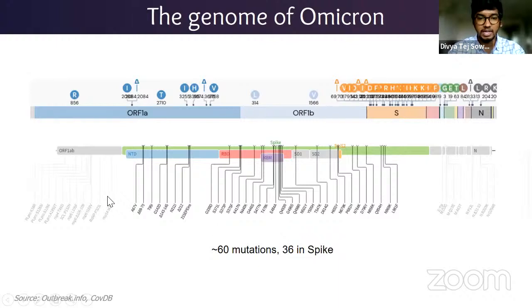And the lower part shows a zoomed-in view of all the mutations in the spike protein. This pink area is called the receptor binding domain. And you can see that a large number of mutations are part of the receptor binding domain, which means that even within the spike protein, the area which directly interacts with the ACE2 receptor has changed enough.